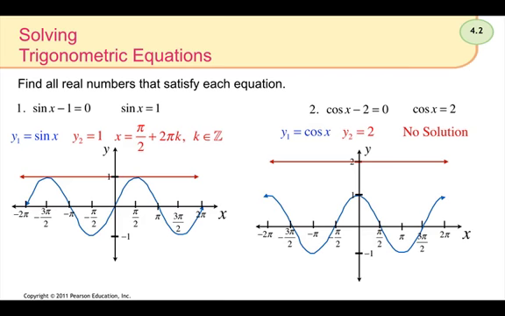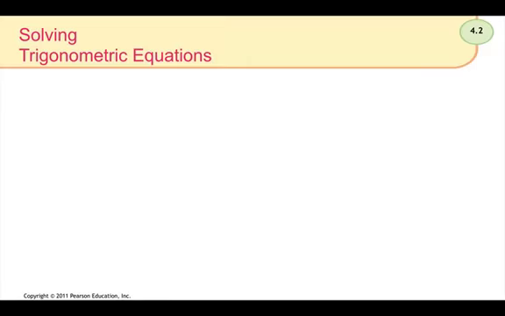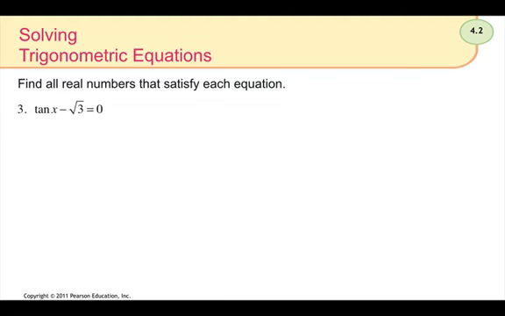Let's go to the next slide. So here's number 3, same directions. I solve number 3 and I rewrite: tangent of x is equal to radical 3. And then again, I'm going to work with the two functions. I'm going to graph them.